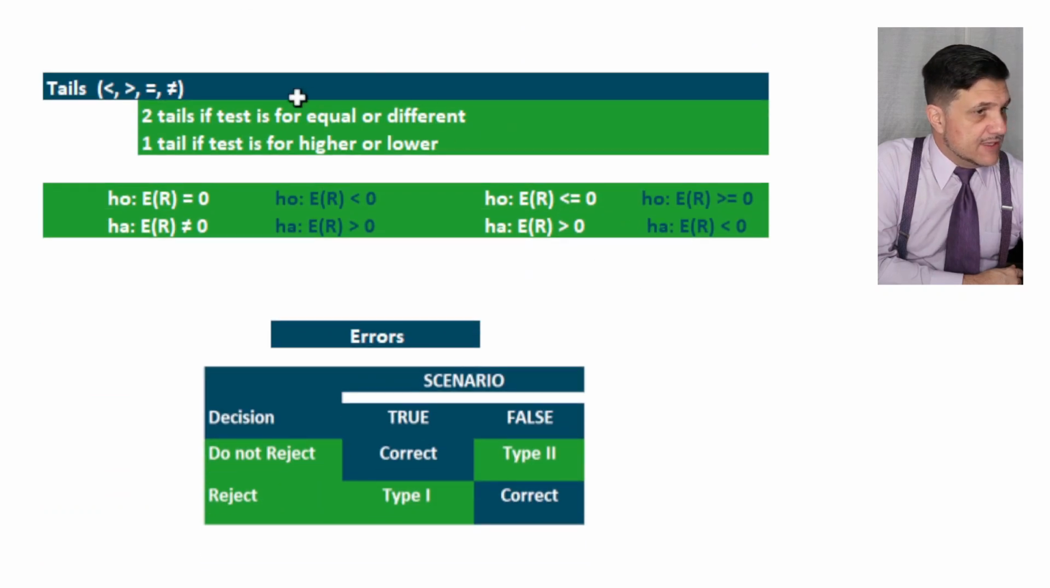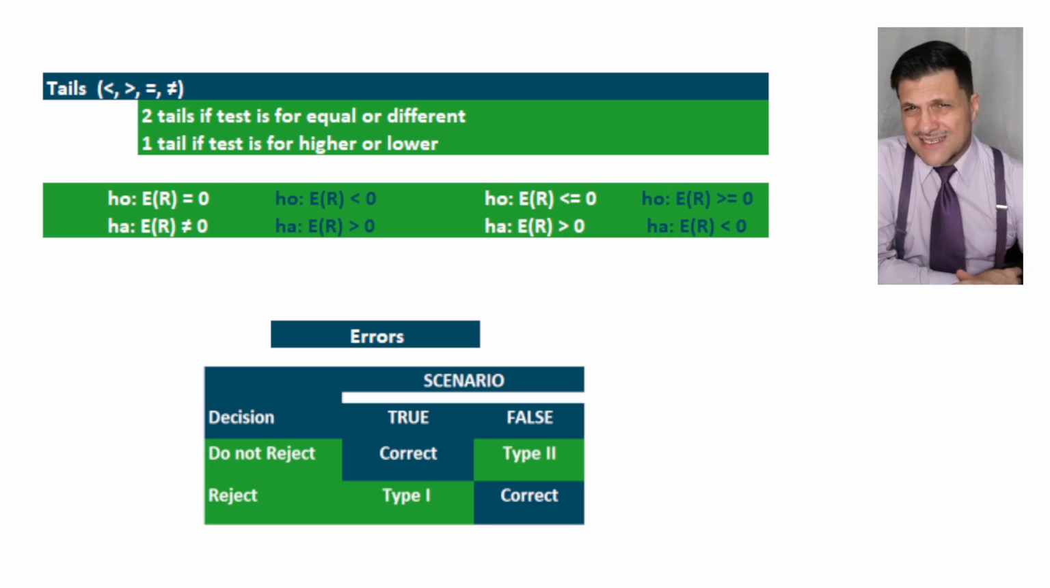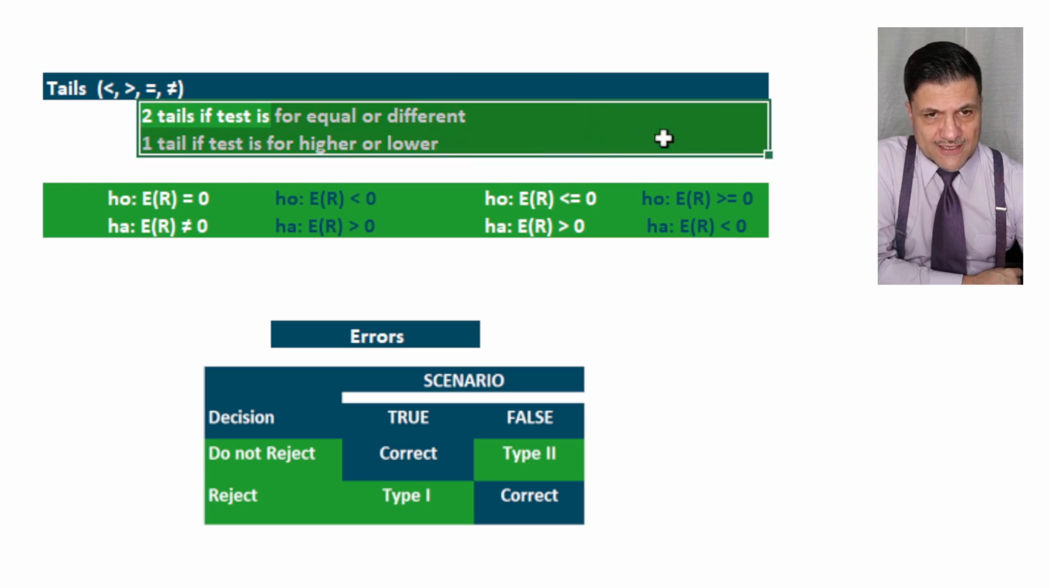Right here, it's just a little bit more extra information for hypothesis tests. I can have a hypothesis test that has what we call a two-tail test or a one-tail test. And it's very simple to get this. It's very easy. I don't know why, but some people that I talk to really get confused on the tails, the test tails.